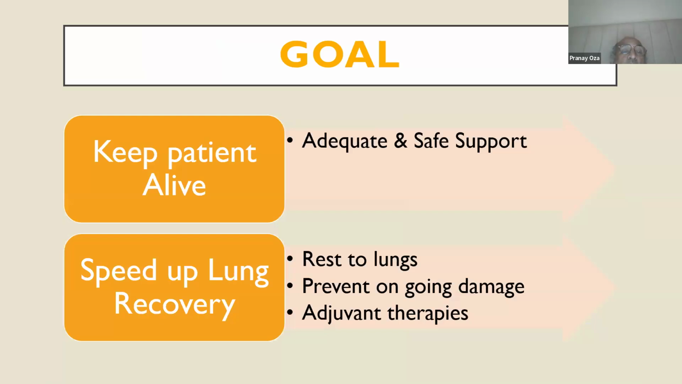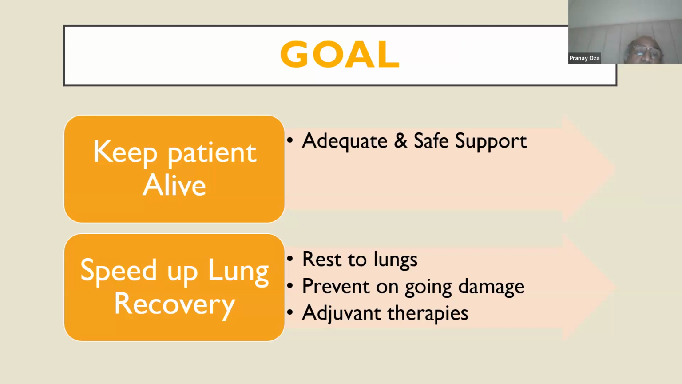What is the goal of ECMO? The goal of ECMO is to keep the patient alive, while the organ is going to recover. That is the basic goal, especially in VV ECMO, in respiratory ECMO, because these runs are going to be long runs. So your intention is to keep the patient alive by adequately and safely supporting the patient.